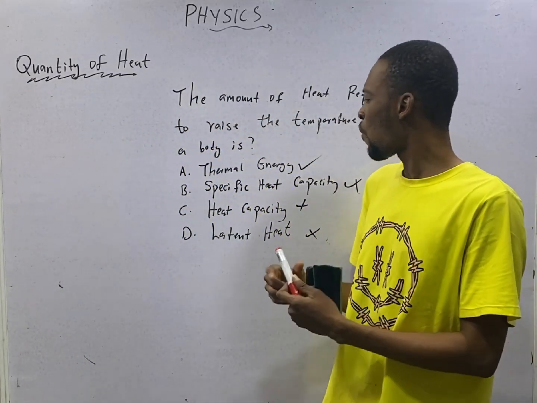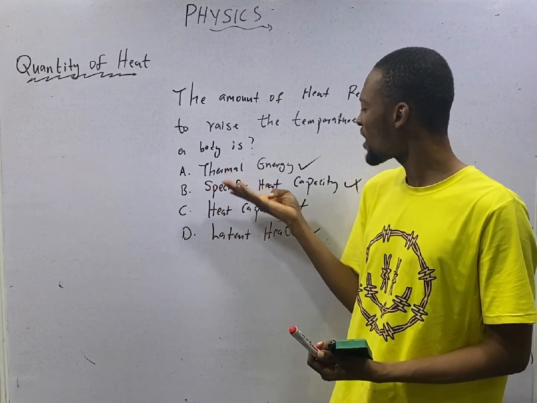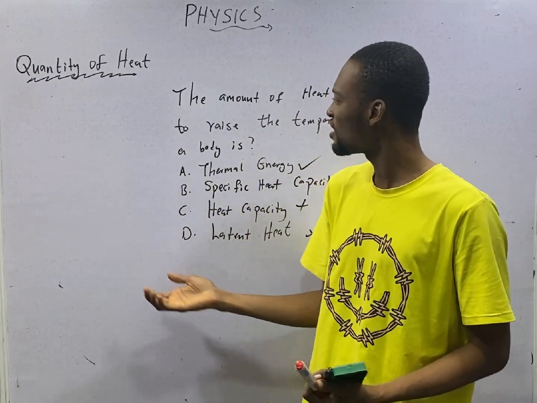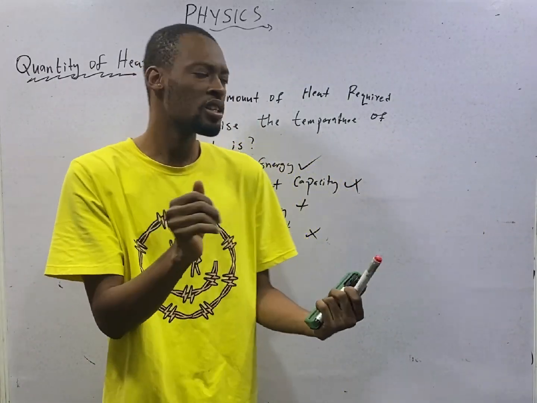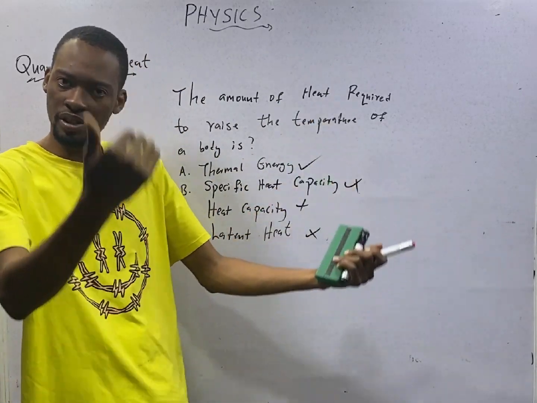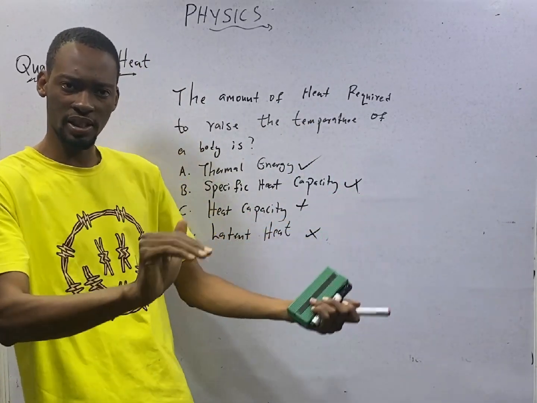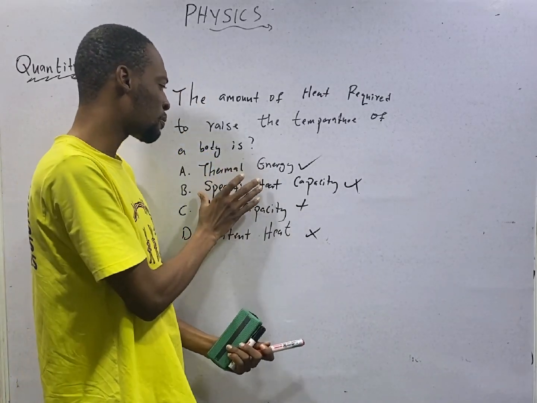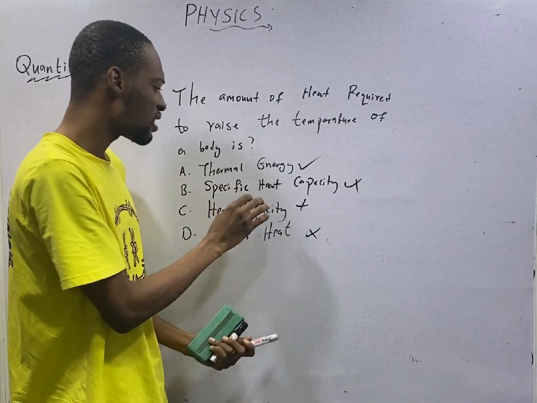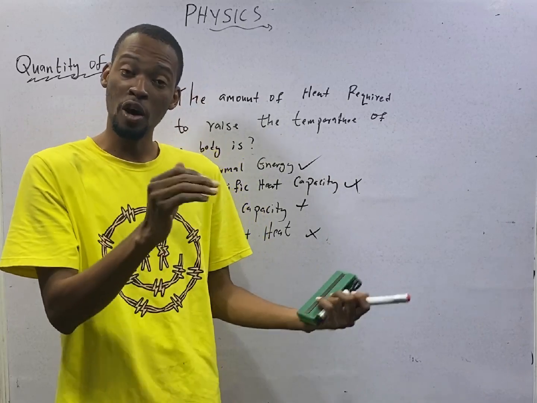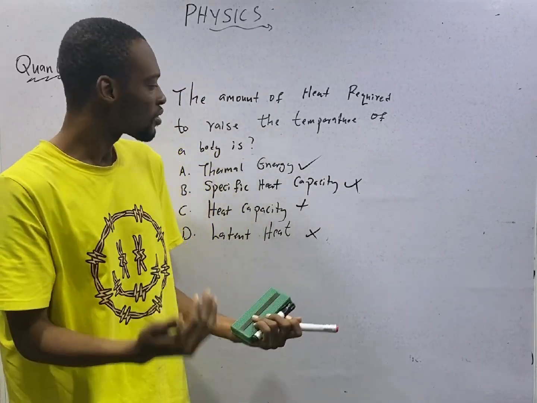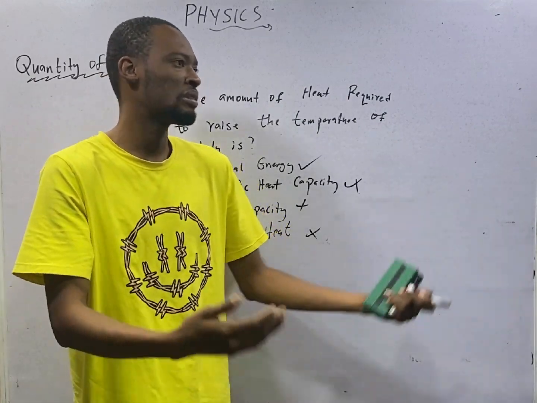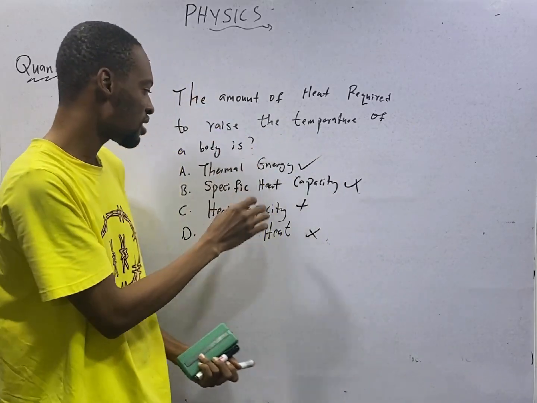You may be wondering, why is it not heat capacity and why is it not specific heat capacity? Remember what I wrote here. I told you that thermal energy is the amount of heat needed to raise the temperature of a body when there is temperature difference, but without change of state. And I further explained that we have heat capacity and specific heat capacity. Heat capacity is the heat required to raise the temperature of an object by 1 degree Celsius. So the heat required to raise the temperature of 50 grams of copper by 1 degree Celsius is heat capacity.